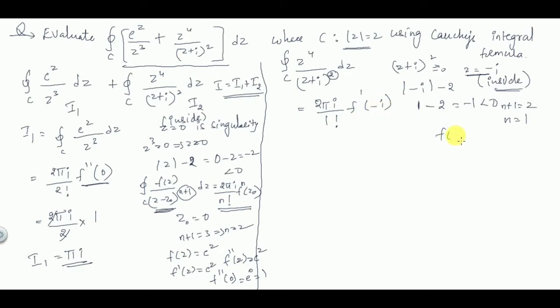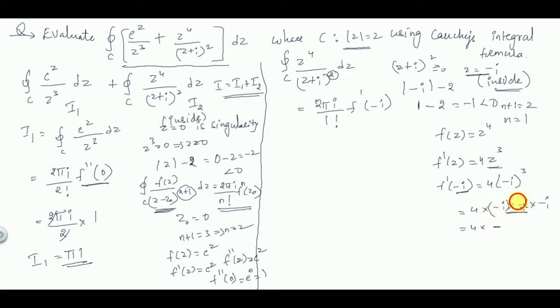Okay, so we have f of z is equal to z power 4. So f dash of z, differentiating with respect to z, will be 4z cube. So f dash of minus i, if you take, it will be 4 into (minus i) whole cube. In the place of z, just substitute minus i. So 4 into minus i into minus i into minus i. So 4 into minus, plus into minus is minus i into i.